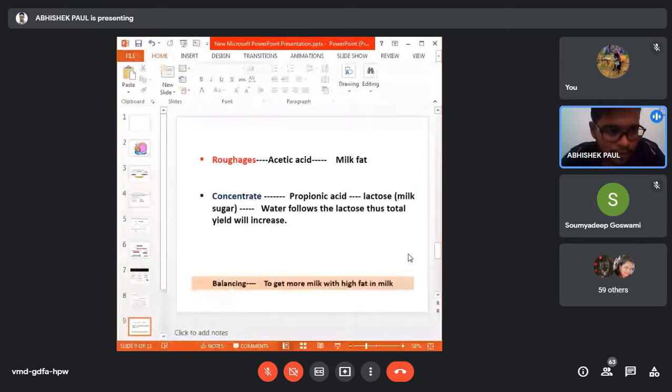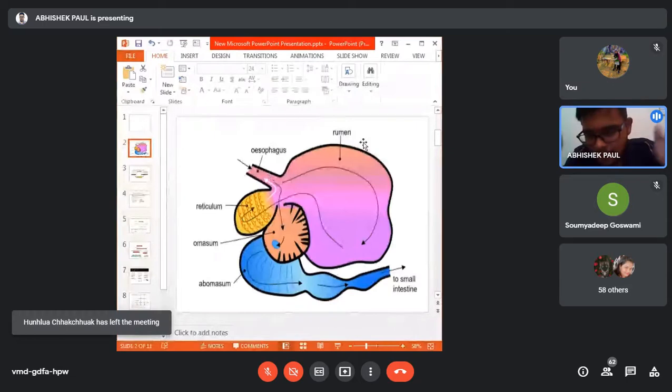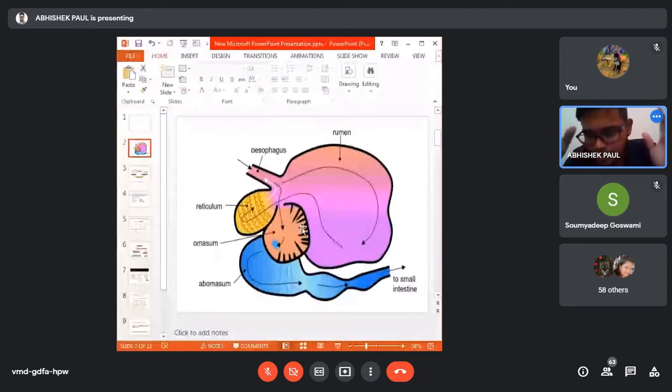Okay, so let me refresh today's topic. Today's topic is why we need to feed a balanced diet. Balanced diet means in terms of roughage and concentrate. So this is the ruminant stomach: rumen, reticulum, omasum and abomasum. Out of these four, rumen is the major or biggest chamber, followed by reticulum, omasum and abomasum. Abomasum is the true stomach.